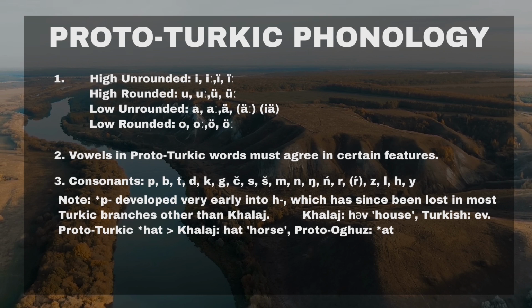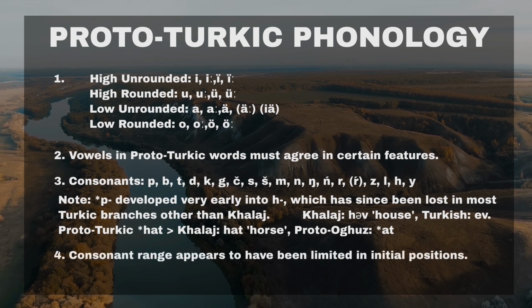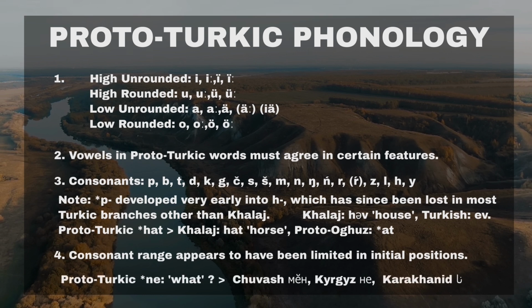The glottal fricative likely existed in Proto-Turkic, but was lost in most branches except Khalaj, where it is preserved. Initial nasals are thought not to have existed in Proto-Turkic, raising a curious question as to whether the Turkic word for "what" is native or not, since it contains a word initial nasal.